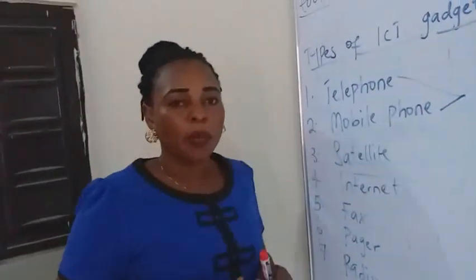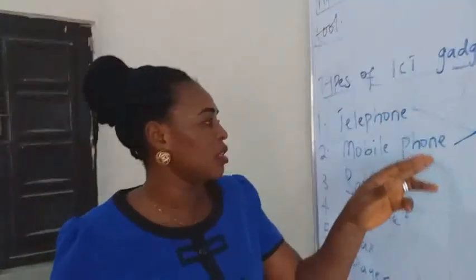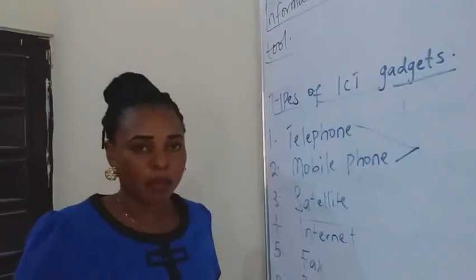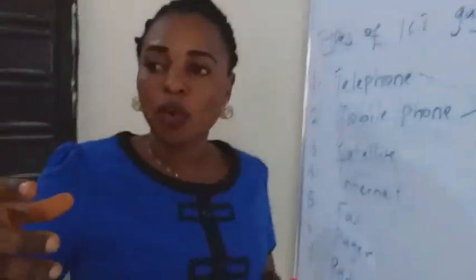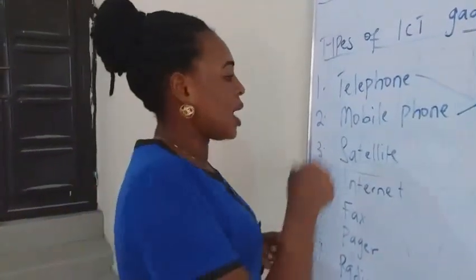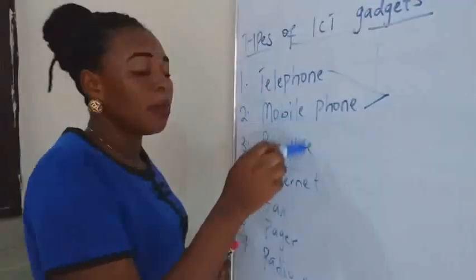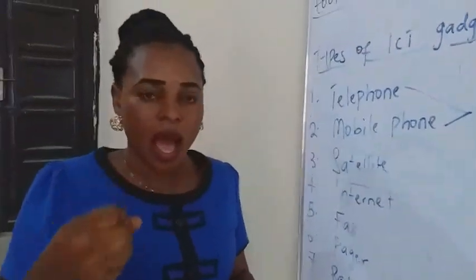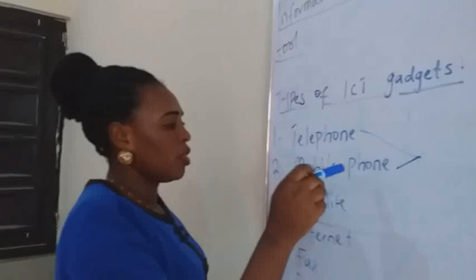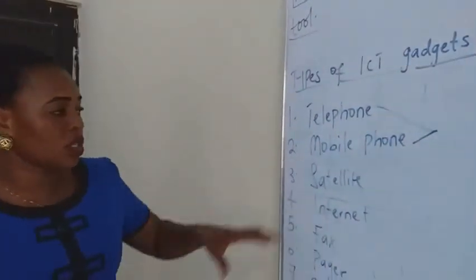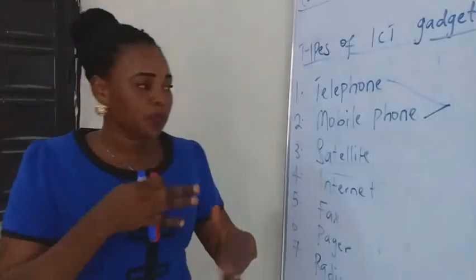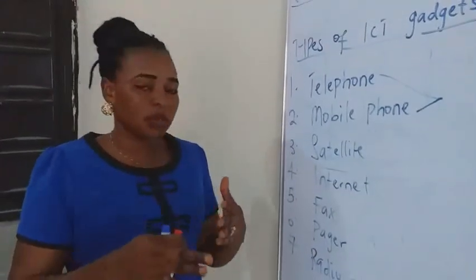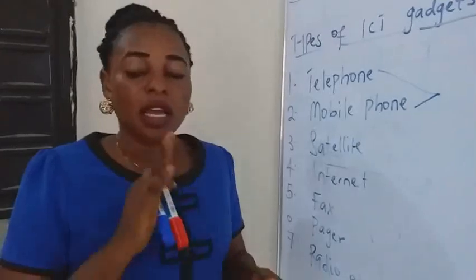Remember I mentioned telephone here and I also mentioned mobile phone. In your previous lessons, I think I have explained the difference between the telephone and the mobile phone, but let me go through it again. The telephone is the landline phone that you have in your house. And the mobile phone, as the name implies, is the one that is mobile, you carry it along, like the GSM phones that we have. So these are all ICT gadgets because they help information to be managed and transmitted effectively.